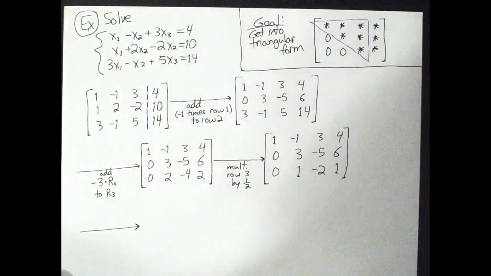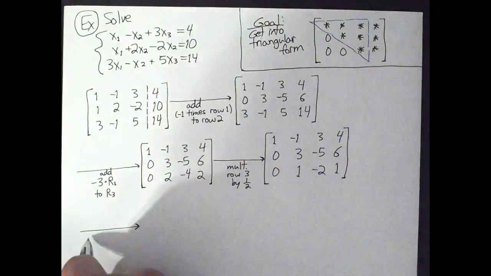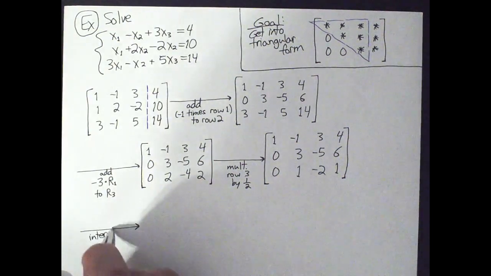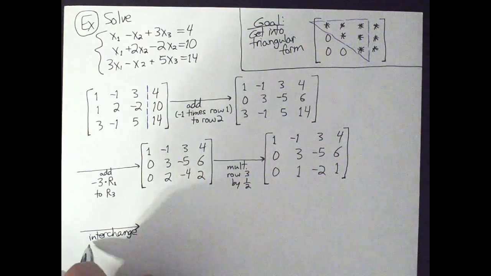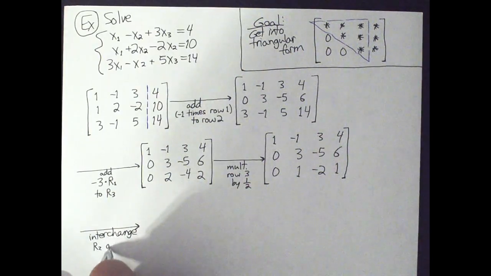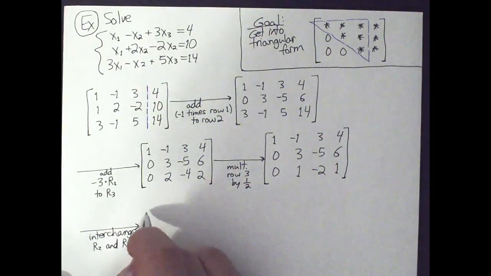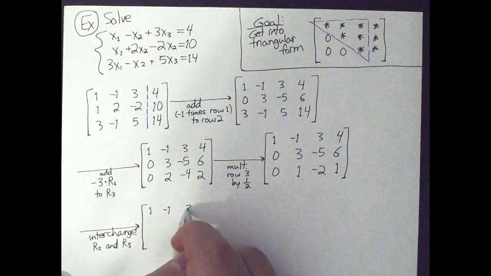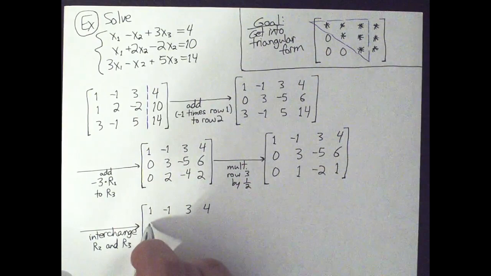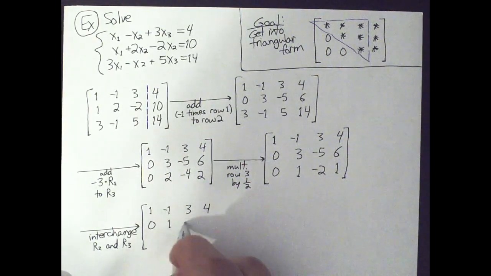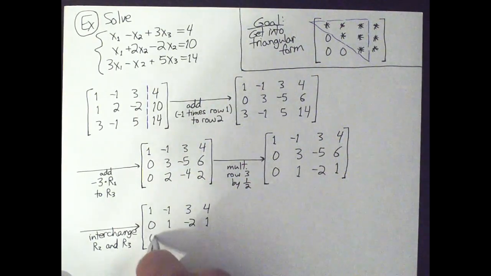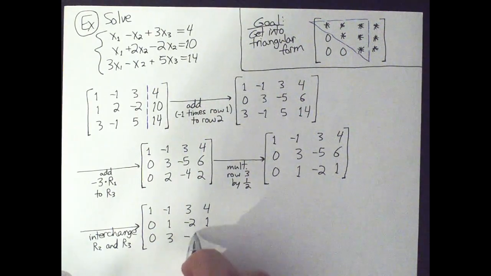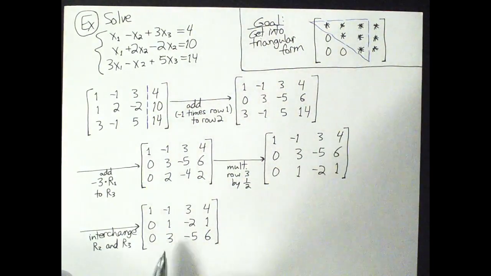a little simpler. I'm going to interchange R2 and R3. Swap these rows. So row 1 stays the same, and row 2 and row 3 trade places. We're allowed to do that at any point in time. We just usually don't use that one that often because a lot of times it doesn't help. But look what happens now.